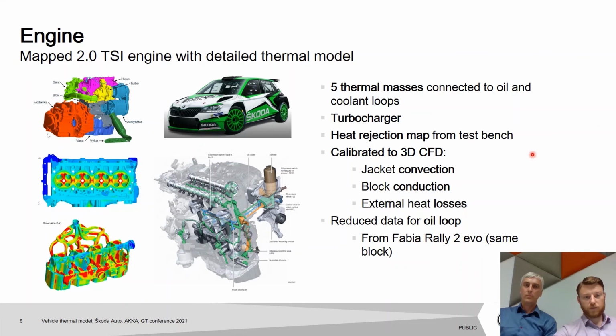In the model, we used quite detailed engine modeling with 5 thermal masses connected to each other and also connected to the oil and coolant loop. We also had a turbocharger included. The heat rejection map was transferred to GT Suite from the brake measurements. We calibrated the motor itself to jacket convection and conduction that were simulated in 3D.